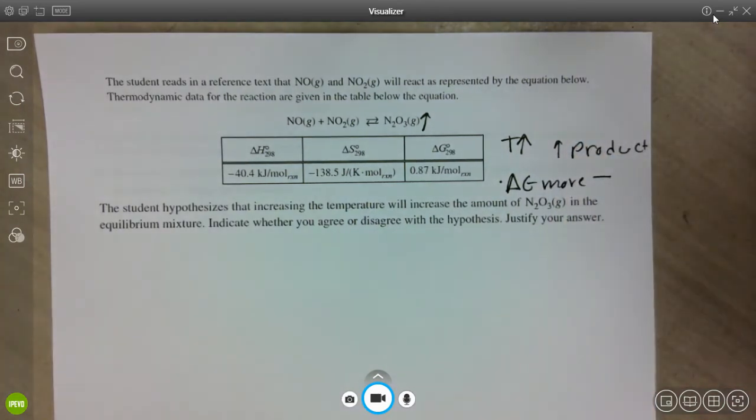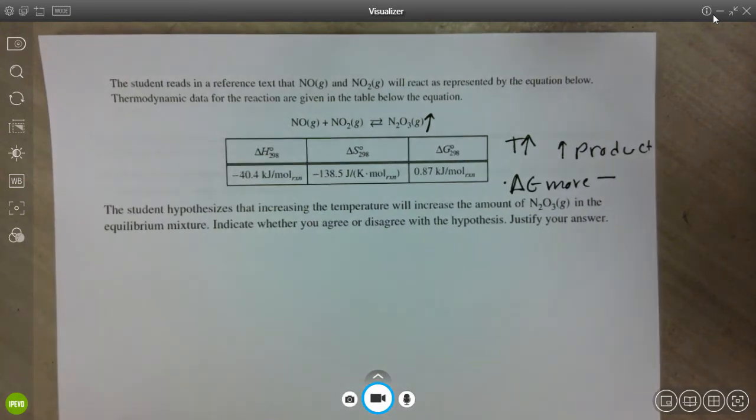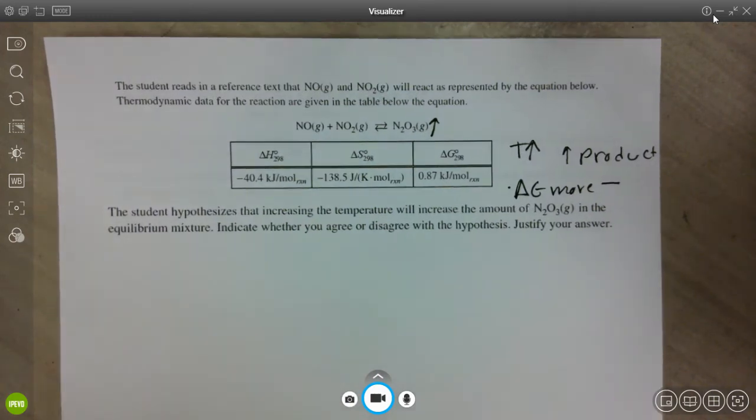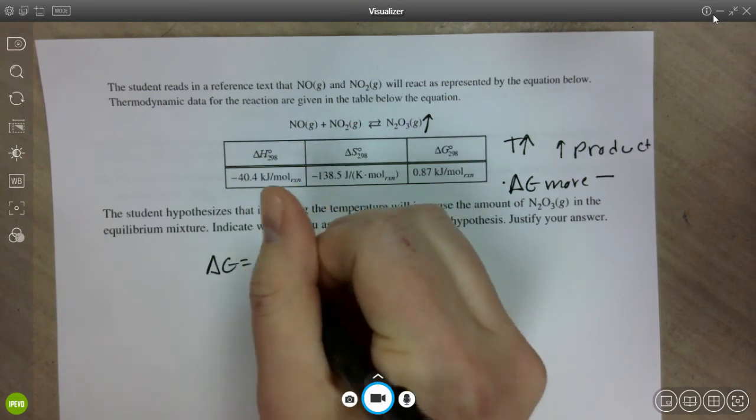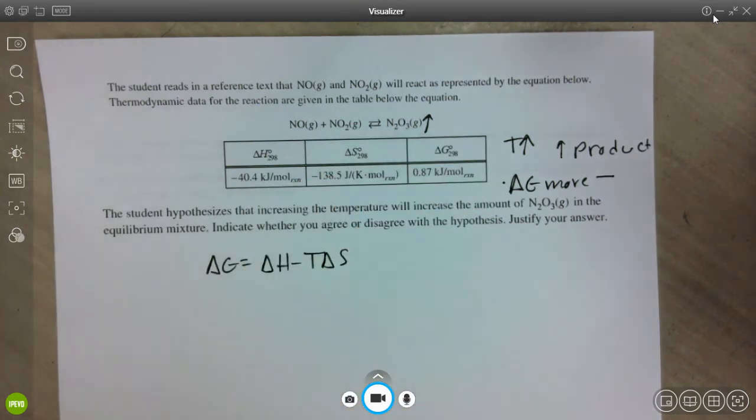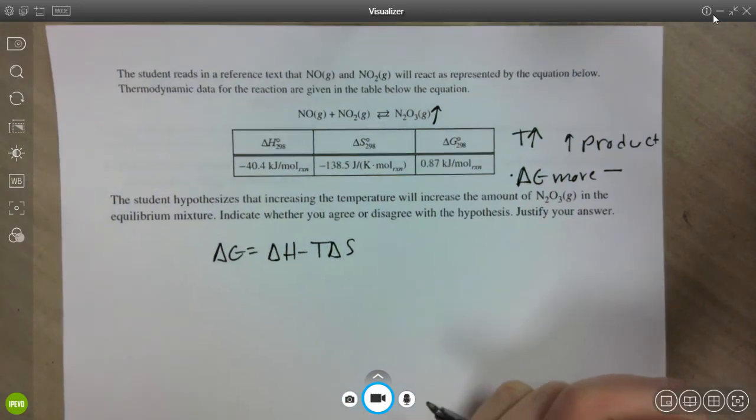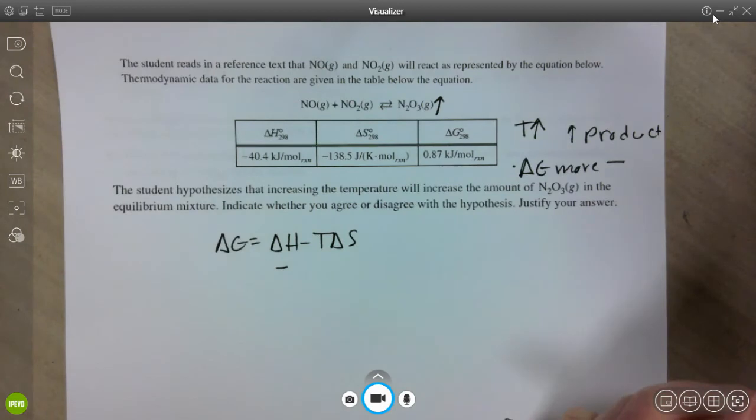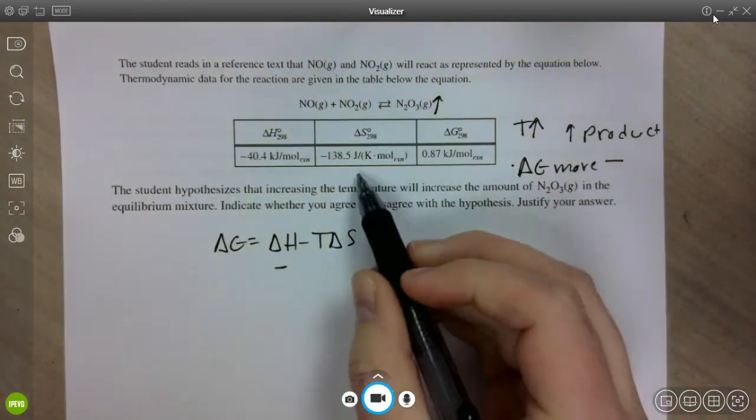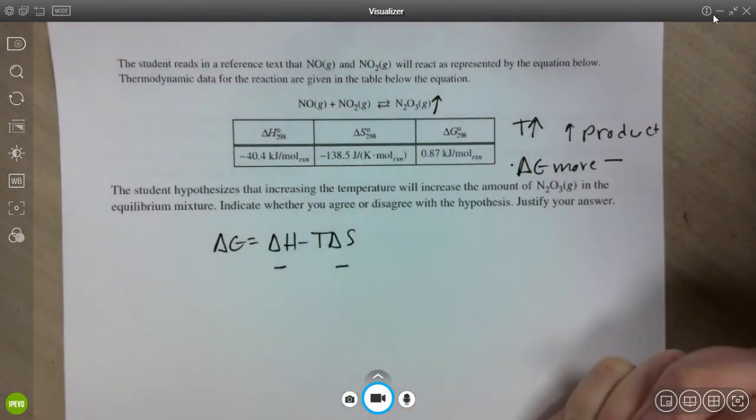So this is another math logic problem that we've got to sort out here. What it's saying is that if I increase the temperature, the values are going to become more product favored. So it's time to go back to our equation: delta G equals delta H minus T delta S. If I look at my data, I have a negative enthalpy value and a negative entropy value.